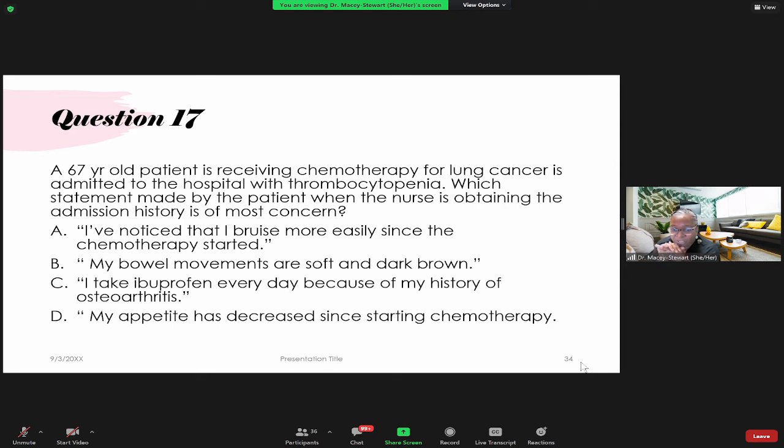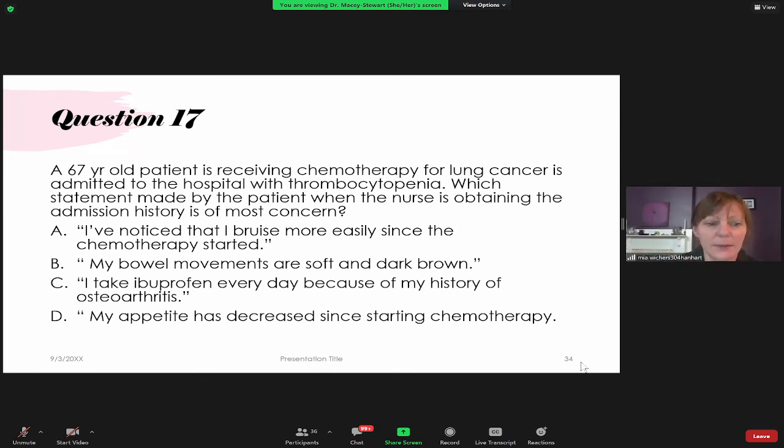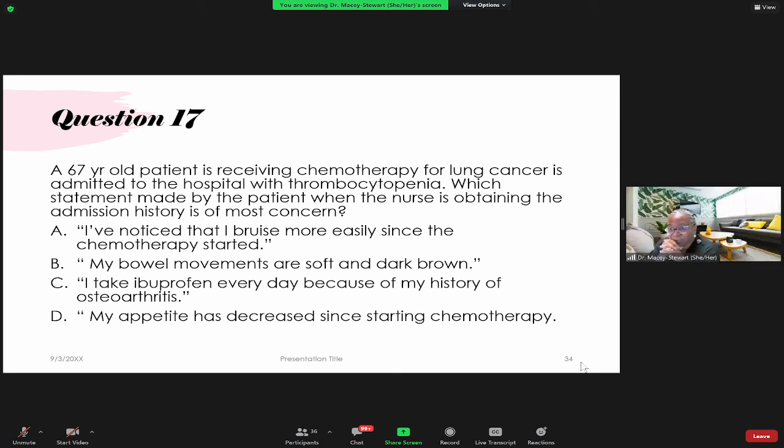I noticed that I bruise more easily since the chemotherapy started. Not relevant to the question. My bowel movements are soft and dark brown. That sounds like normal to me. My appetite has decreased since starting chemo. That's true, that can happen, but what does that have to do with thrombocytopenia? Ibuprofen. What class of medication is ibuprofen? NSAIDs. Right. NSAIDs increase your risk for bleeding.